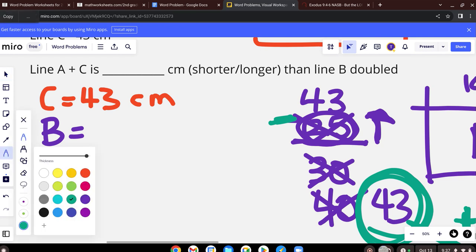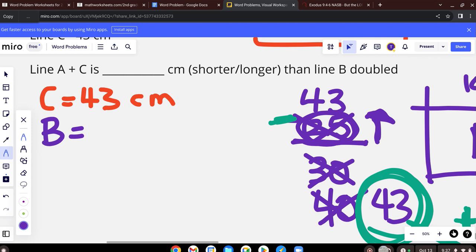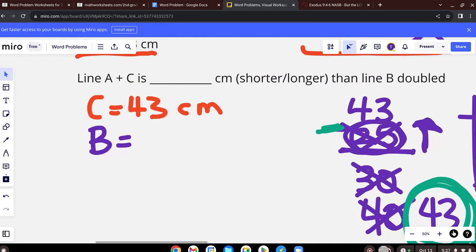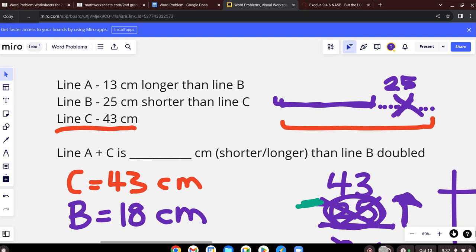Out of all that, do you remember? 18. 18? Yeah, I think you're right. Yes, 18. So B is 18 centimeter. So now we know that B is 18 centimeter.